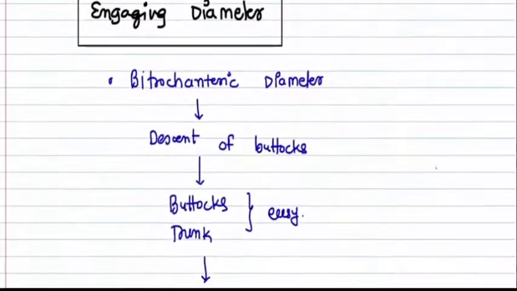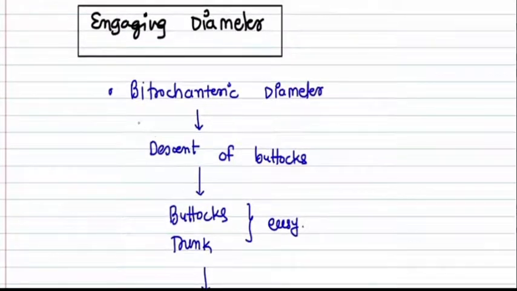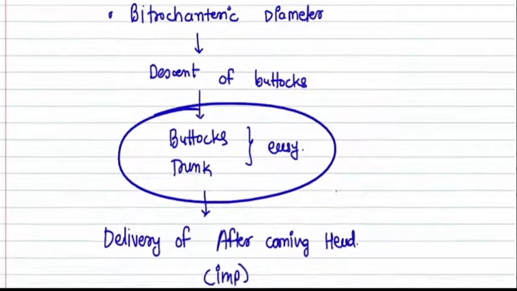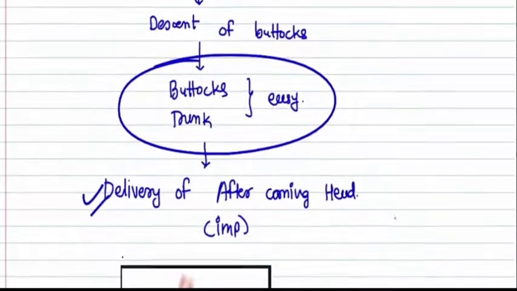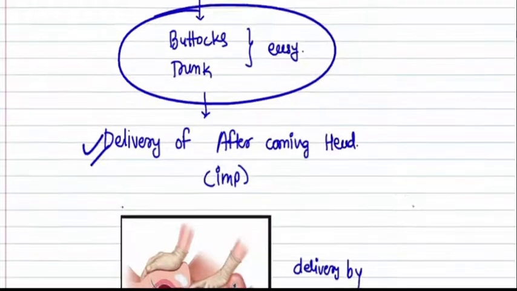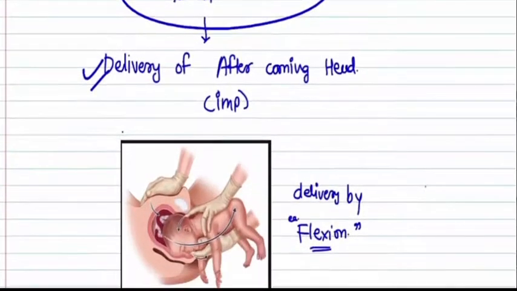Now the mechanism of labor: the engaging diameter remains the bitrochanteric diameter. Descent of the buttocks happens. Buttocks and trunk can be easily delivered, but the problem comes with delivery of the after-coming head, which is very important and vital. There are various maneuvers, various breech extraction procedures described to deliver the breech.